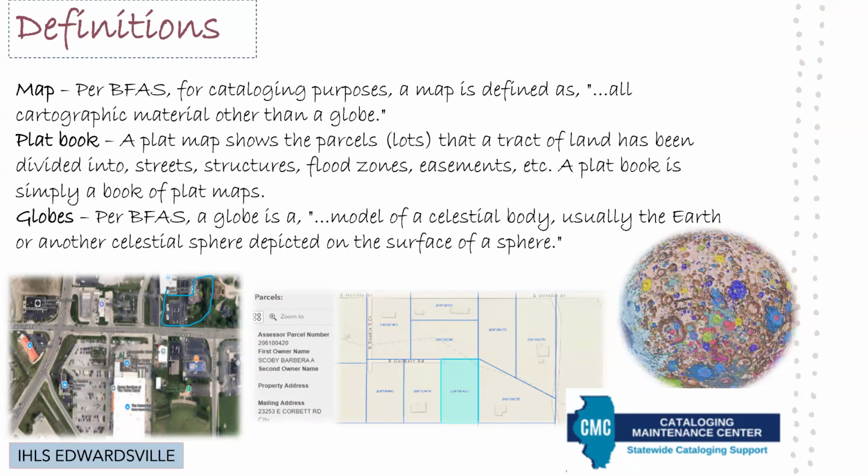And there you can see the BFAS definition of a globe, which is just a celestial body that's depicted on the surface of a sphere. Usually the Earth, but of course you could have one of the other cool planets as well.